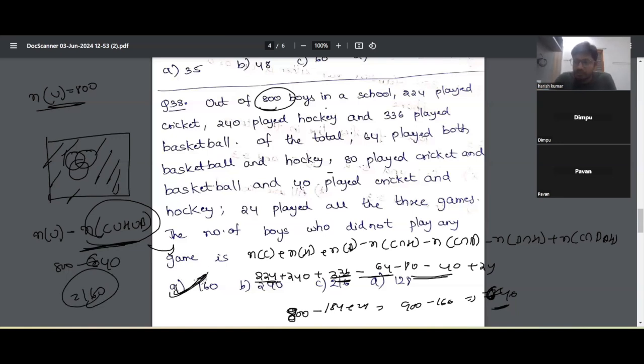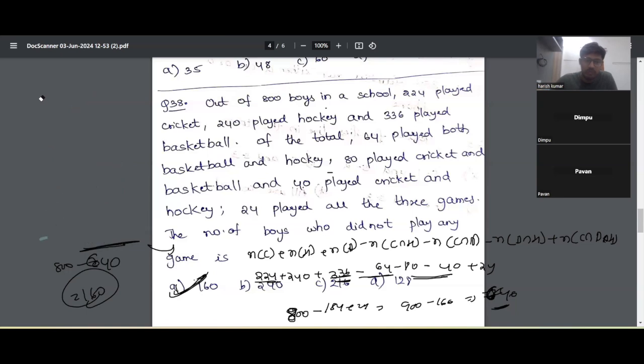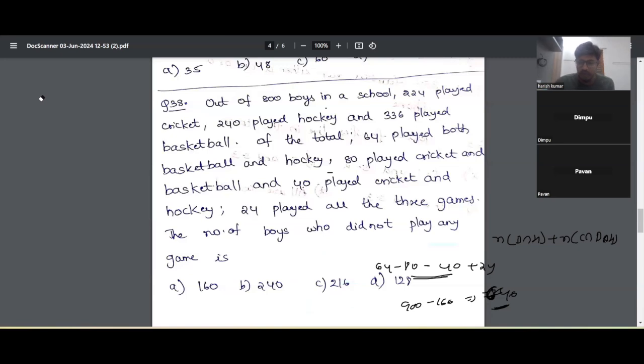Understood, both of you? Yes, sir. See, simply we are applying the basic logics. These are problems based on simple logics. Either you can do it by the formula approach or by the Venn diagram approach, whatever the approach, that's not a big deal. First of all, you have to have a clear understanding of what you are going to find, or what is asked in the question. Then you can find it easily.